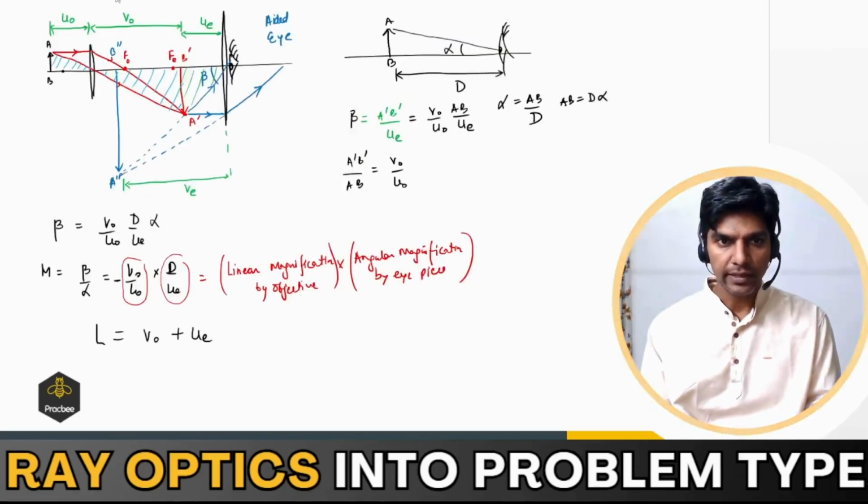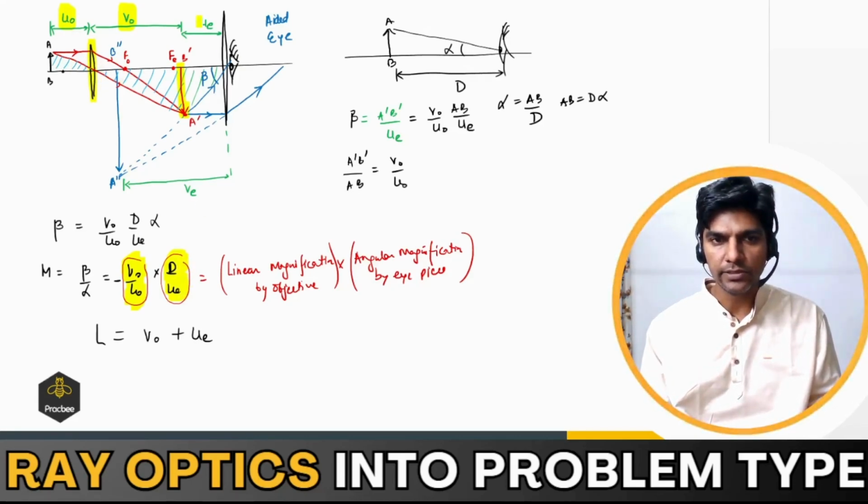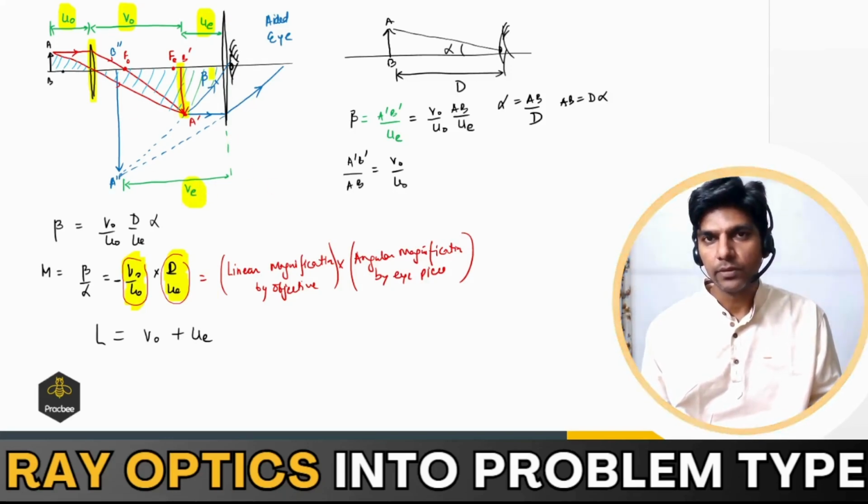Now, let us see the ray diagram. In this case, the angular magnification will be given by V_0 by U_0 times D by U_e, where V_0 is the distance of the intermediate image from the objective lens, U_0 is the distance of the object from the objective lens, D is the least distance of distinct vision, U_e is the distance of the intermediate image from the eyepiece, and V_e is the distance of the final image from the eyepiece.